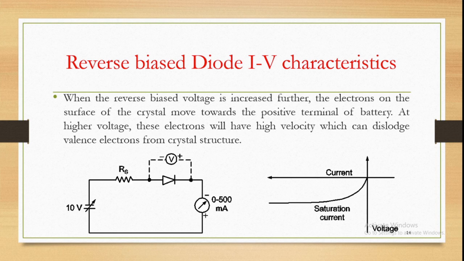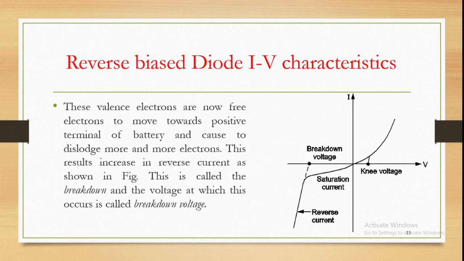When the reverse voltage is increased further, the electrons on the surface of the crystal move towards the positive terminal of the battery. At higher voltages, these electrons will have high velocity, which can dislodge valence electrons from the crystal structure. These valence electrons are now free electrons that move towards the positive terminal of the battery and dislodge more and more electrons. So the reverse current increases. This is called breakdown, and the voltage at which this situation occurs is called the breakdown voltage.